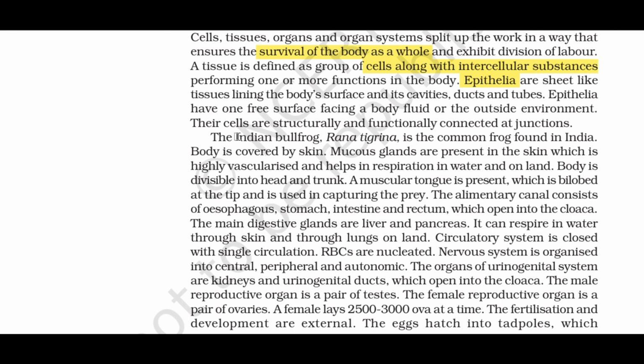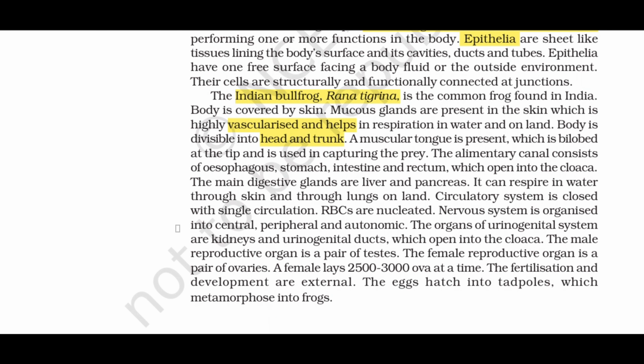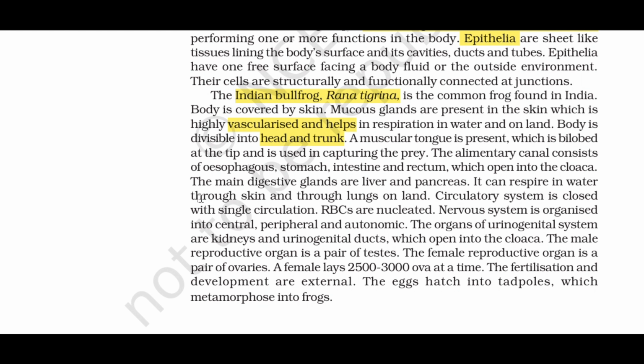The Indian bullfrog, Rana tigrina, is the common frog found in India. Body is covered by skin. Mucus glands are present in the skin, which is highly vascularized and helps in respiration in water and on land. Body is divisible into head and trunk. A muscular tongue is present, which is bilobed at the tip and is used in capturing the prey. The alimentary canal consists of oesophagus, stomach, intestine and rectum, which open into the cloaca. The main digestive glands are liver and pancreas.